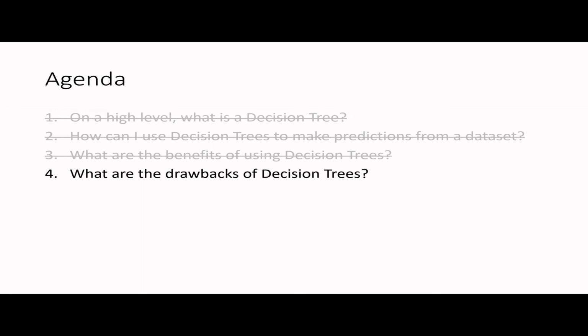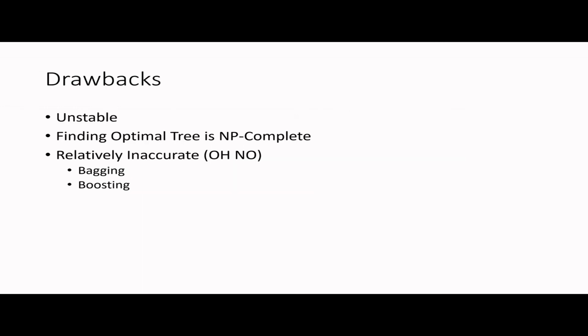So, what are the drawbacks? Decision trees are unstable. As we saw in the toy example with the rubber balls, a slightly different dataset could have a big impact on the form of the decision tree, and that impact is usually undesirable.